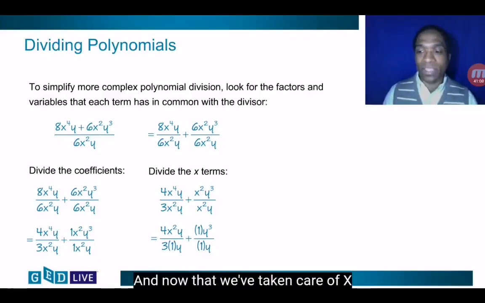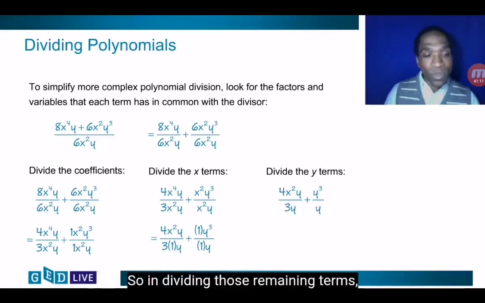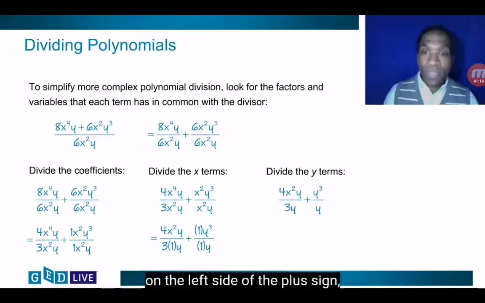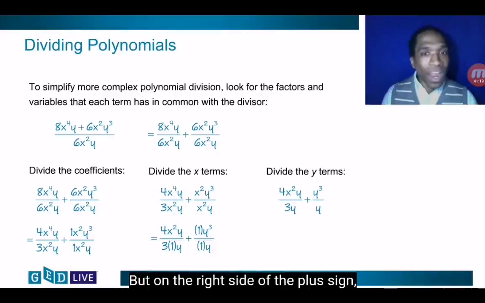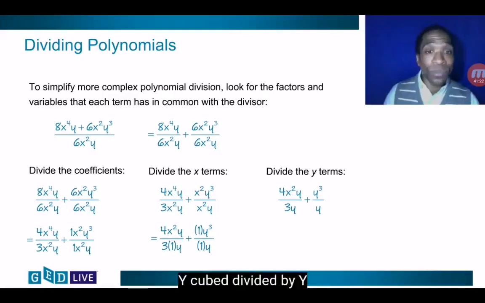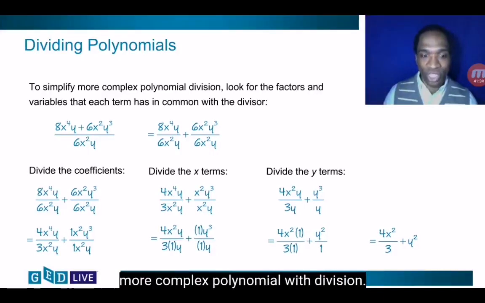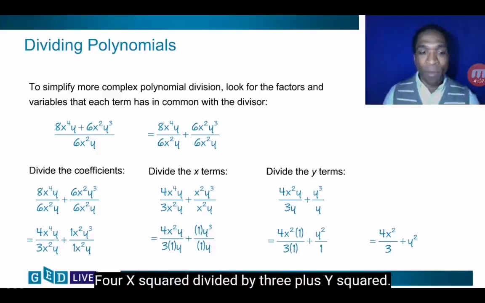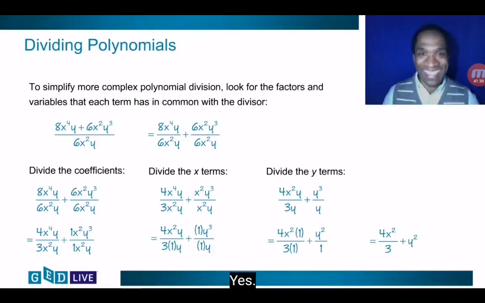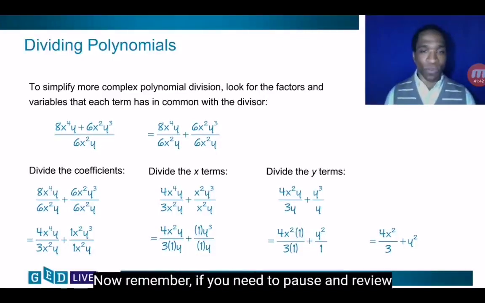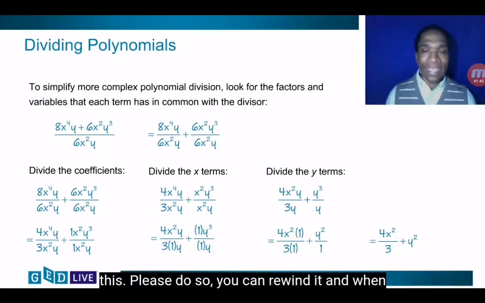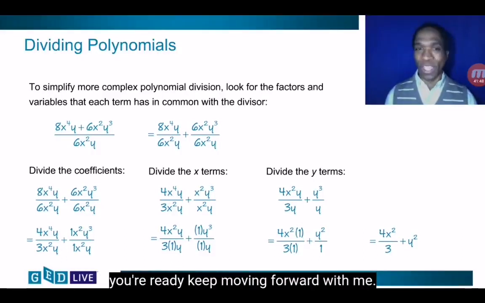And now that we've taken care of x, it's time to take care of y. So in dividing those remaining terms, on the left side of the plus sign, y divided by itself is 1. But on the right side of the plus sign, y cubed divided by y is y squared. So here is the result of simplifying this more complex polynomial with division. 4x squared divided by 3 plus y squared. Yes. Now remember, if you need to pause and review this, please do so. You can rewind it. And when you're ready, keep moving forward with me.